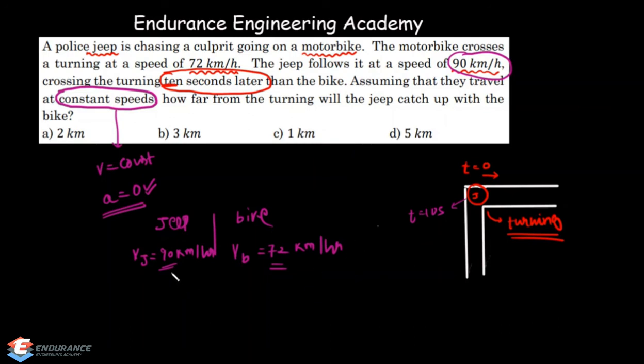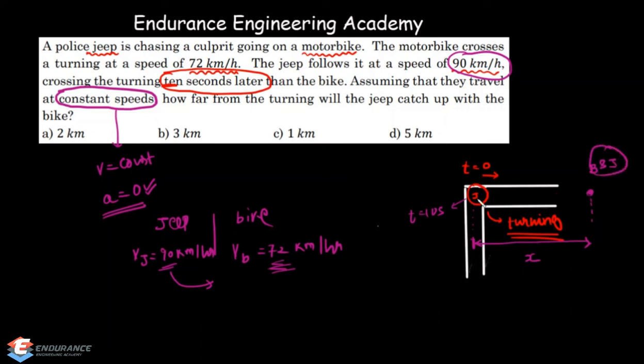So obviously, the jeep will cross over the bike. The jeep is traveling at 90 km per hour, the bike at 72 km per hour. So obviously, the jeep will catch the bike. Now they are asking from the turning. This is the turning. Sorry, they are asking the distance from the turning: what is the distance at which the bike and the jeep will meet, which is nothing but the jeep catching the bike?